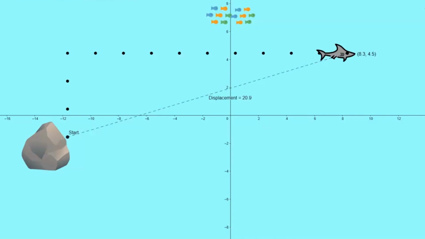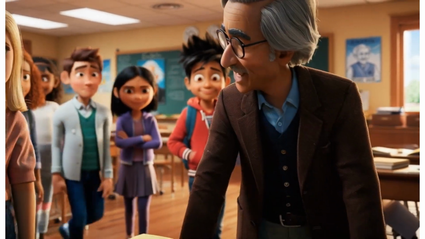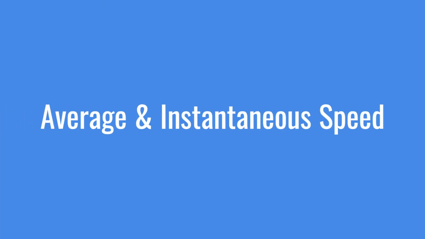The distance traveled by the shark is represented by the length of the trace, indicated by the black dots. In contrast, the displacement is defined as the straight line distance between the origin and the final position. With this understanding, let's move on to our next topic, average and instantaneous speed.